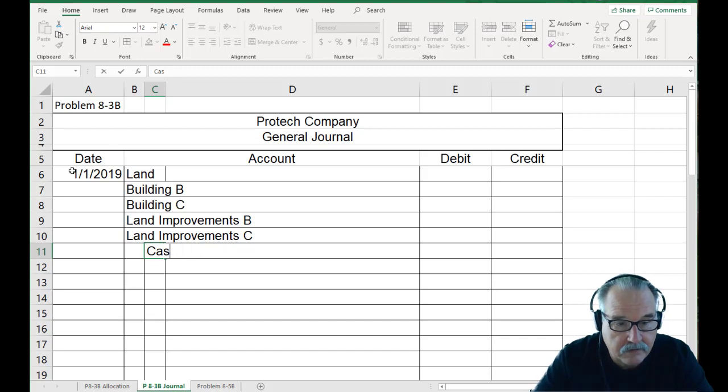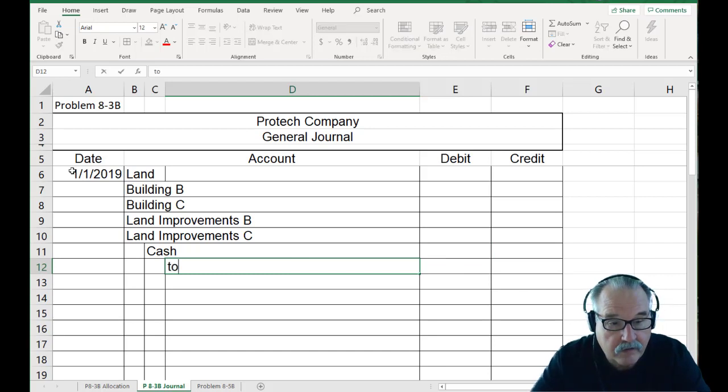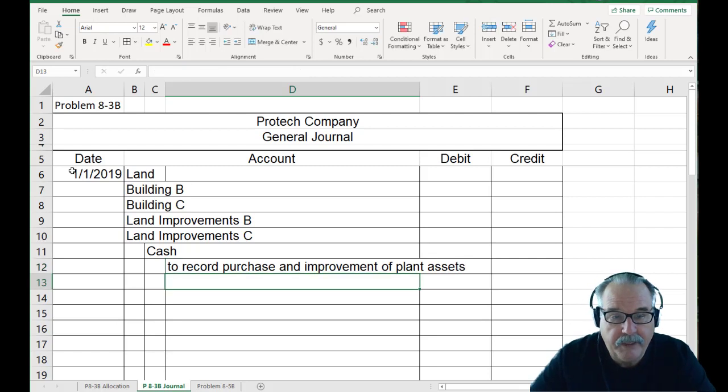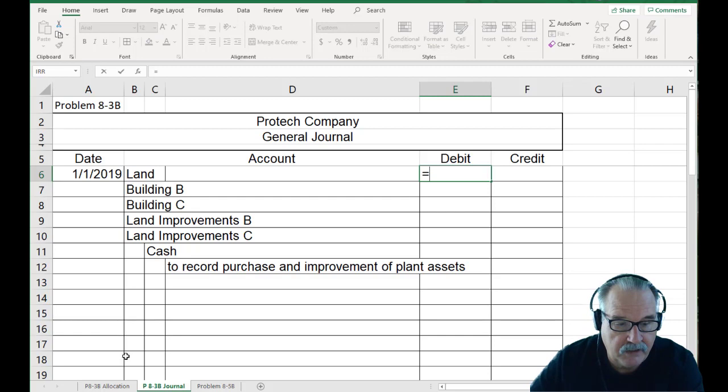Okay. And I am going to just say to record purchase and improvement of plant assets. Now, normally we would have an address of where this was or some other information we could put in here, but we don't have that, so we'll just do it this way.